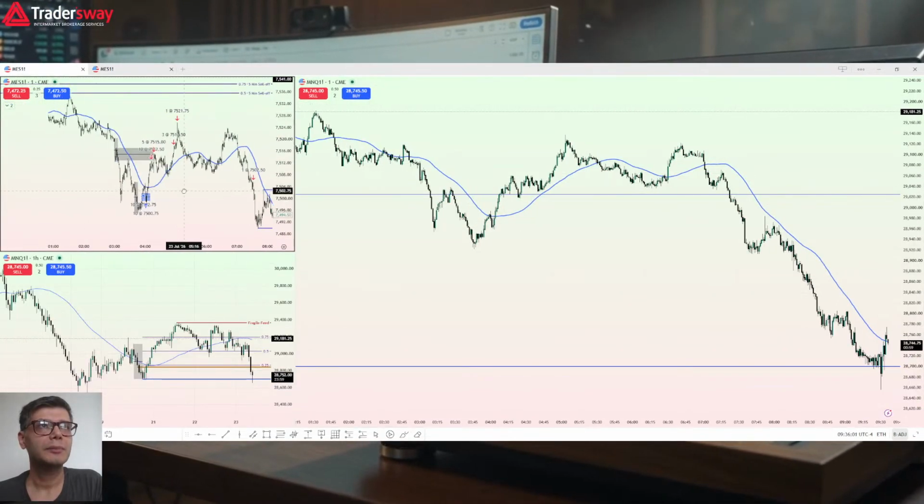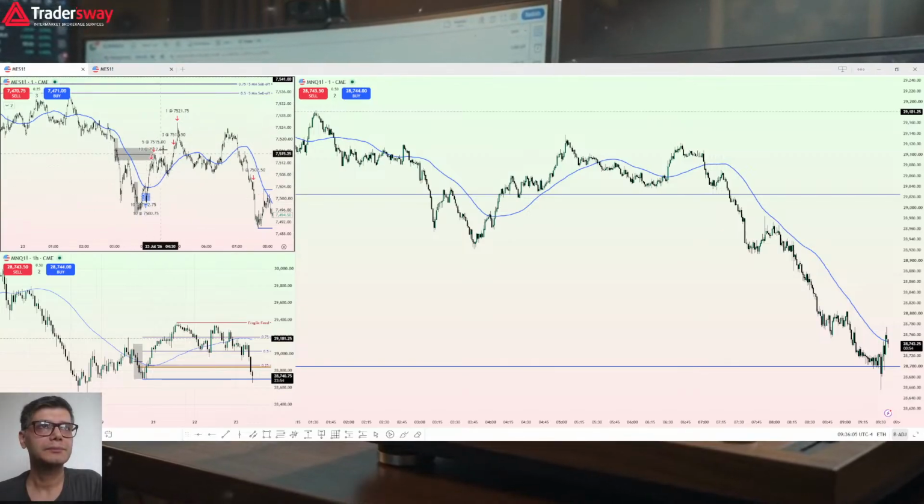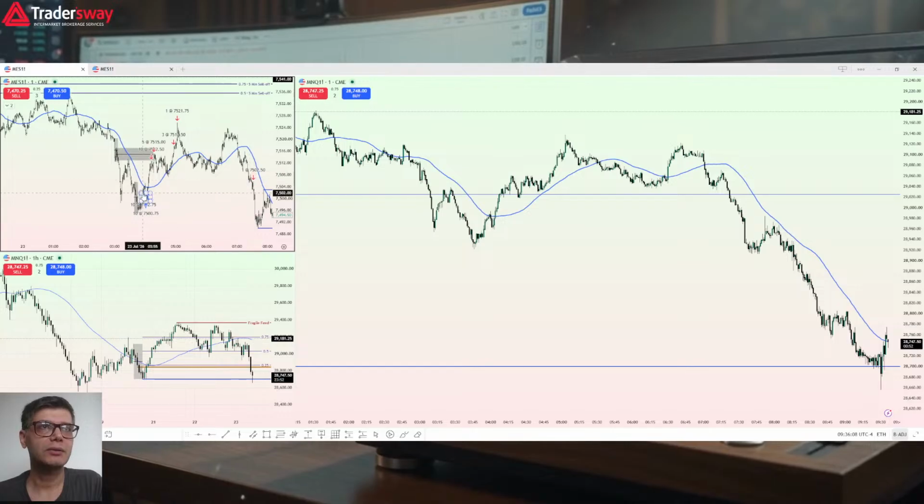tide. A trade in the morning on ES as well. We went long. We closed partially. The last trade closed at break even.